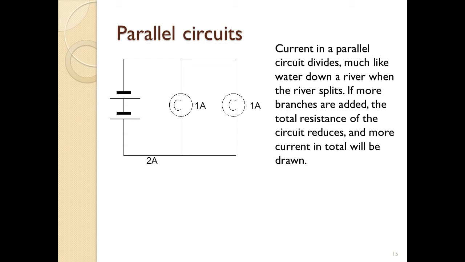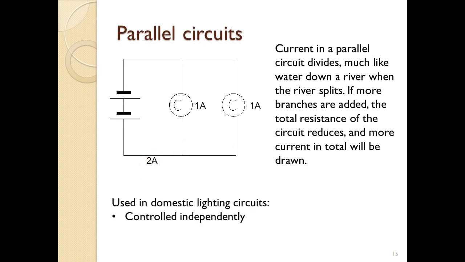If more branches were added, then the total resistance of the circuit would be smaller, and more current in total would be drawn. That's why if you keep on adding parallel branches, the total current increases, and each bulb will stay as bright as the other ones. Parallel circuits are therefore used in domestic lighting circuits, so that the bulbs can be controlled independently by switches in line with them, and all the bulbs will get the same voltage and therefore will be the same brightness.